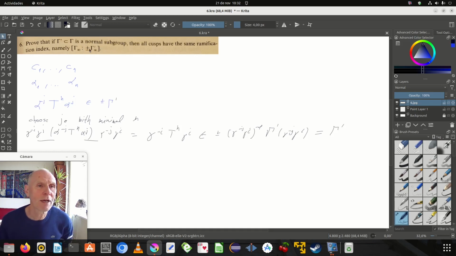Next, we need to write up to argue that this is the index. Oh, that's where the challenge lies, I see. So they have the same ramification index, that's trivial. So we need to show that it's equal to this.